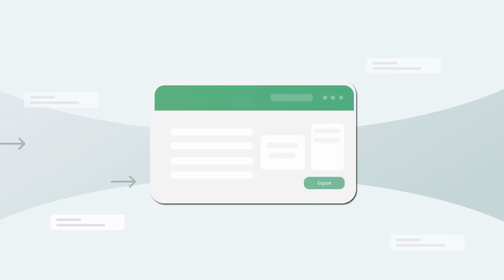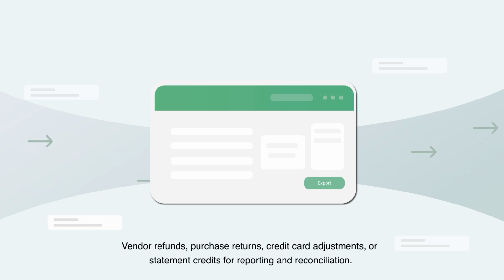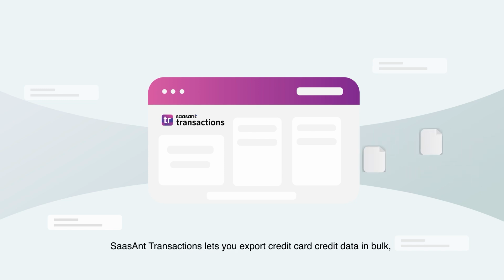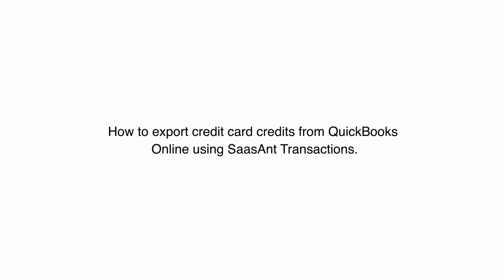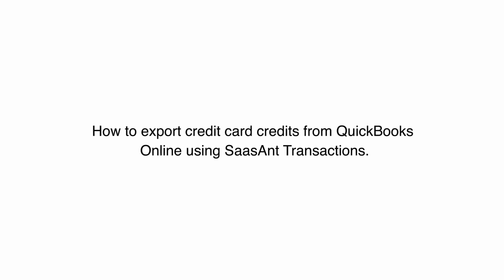Exporting credit card credits from QuickBooks Online can take time, especially when you need to review vendor refunds, purchase returns, credit card adjustments, or statement credits for reporting and reconciliation. Instead of exporting a basic report with limited control, SaasAnt Transactions lets you export credit card credit data in bulk using advanced filters like date range, amount, reference number, and saved or custom templates. In this video, I'll show you how to export credit card credits from QuickBooks Online using SaasAnt Transactions.